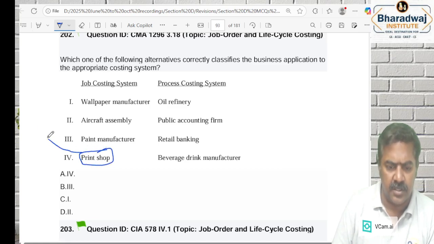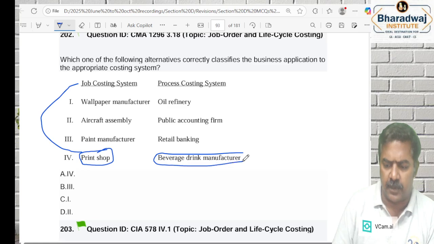Depending upon your instruction, heterogeneous products are manufactured. Continuous production process like Pepsi and Coke, you find the continuous production flow will be there. That is process costing system. I hope answer is A.